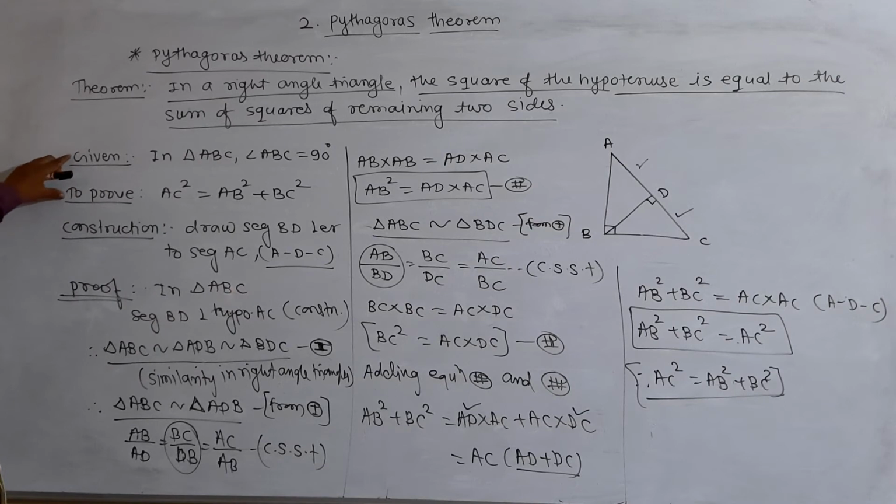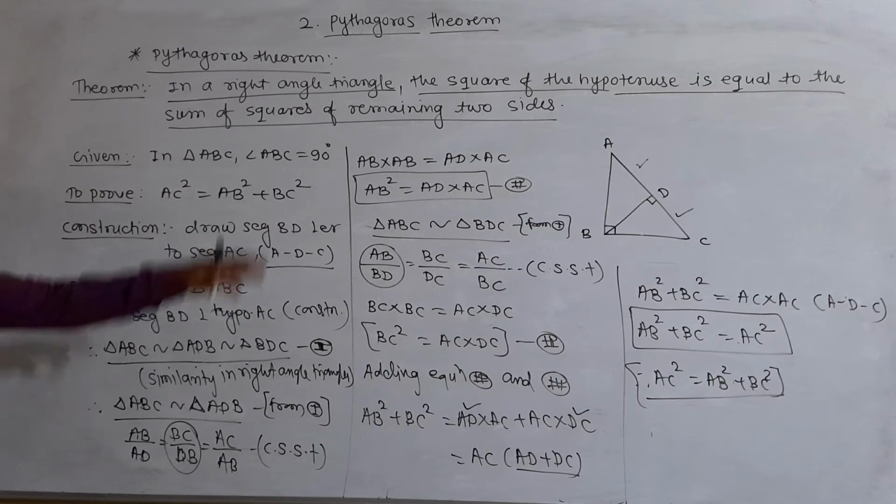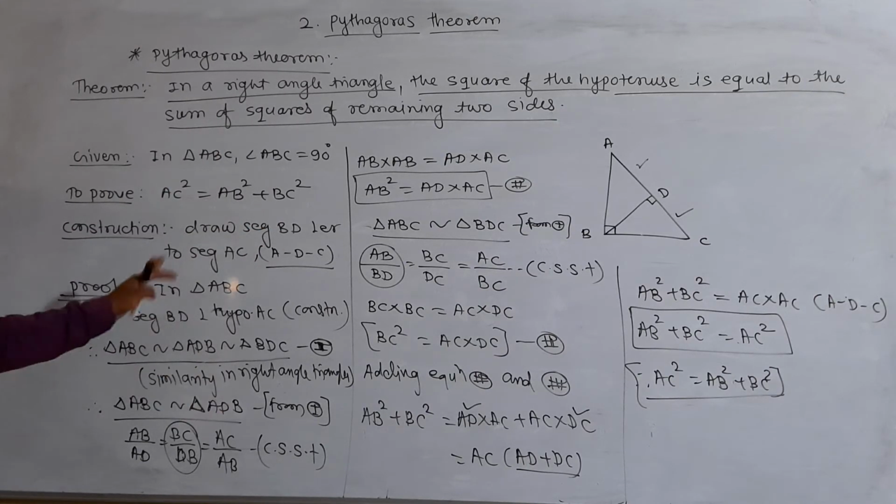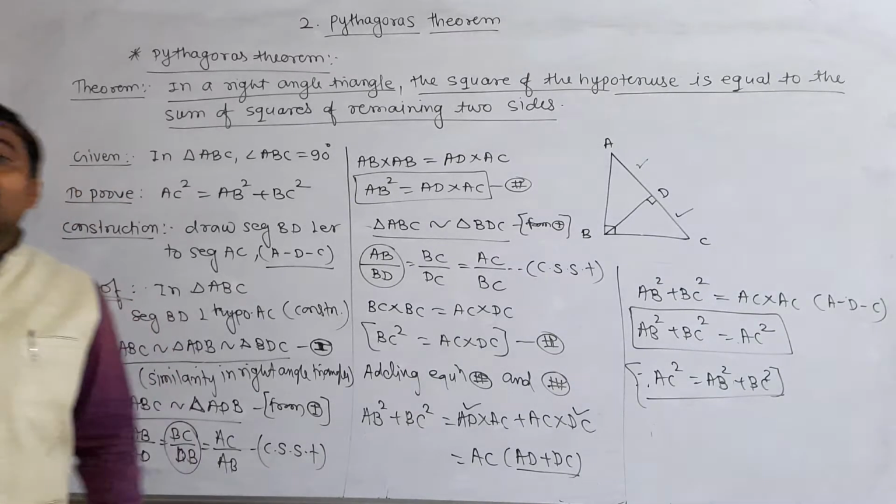These first two steps have 1 mark, then these two steps have here half mark, then here half mark, these 2 marks, and last proof have 2 marks. Here 4 marks we have to ask in your examination.